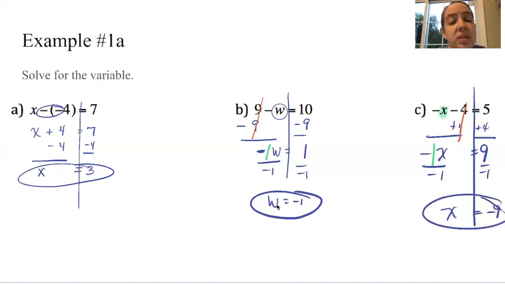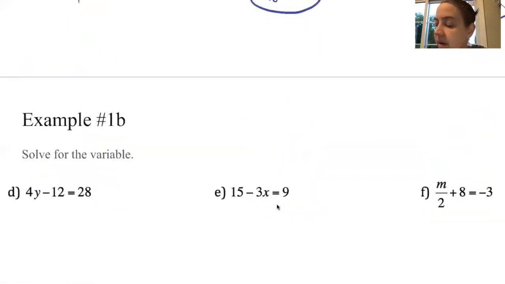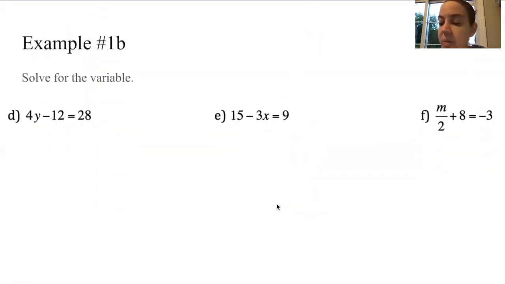And these are called two-step equations because we have two operations. We have add and multiply, or we have subtract and divide, or we have subtract and multiply. You've got two things that you have to take care of. So basically, I'm going to give you a whole bunch of practice with these. For letter D, draw in that line first.